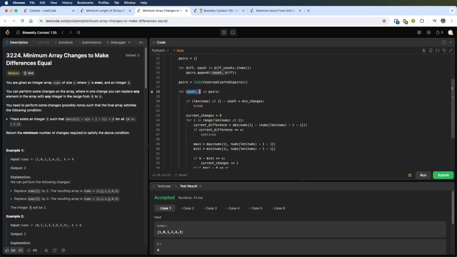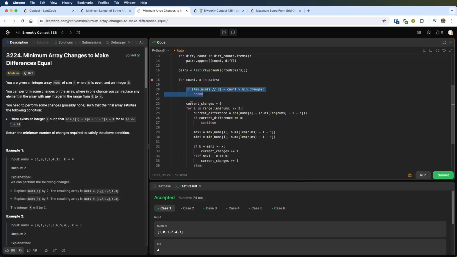So for each one, we're going to first check this case. And this is the case where we exit early. We say, if we're ever at a case where the number of pairs that we have to change is greater than the min we've already found, then we'll just break because we know that we're not going to find a better answer at this point. So we can just exit out of here and return whatever we've found so far.